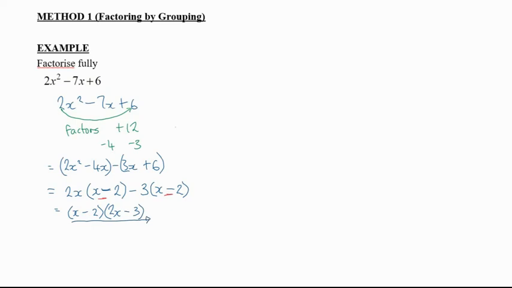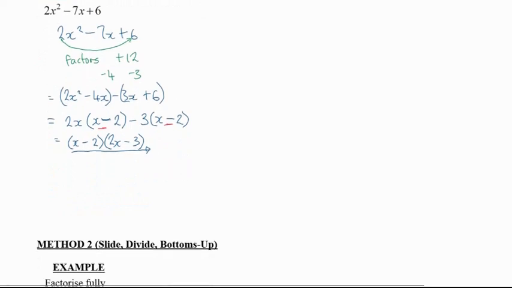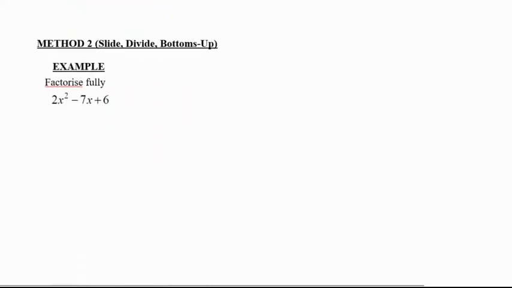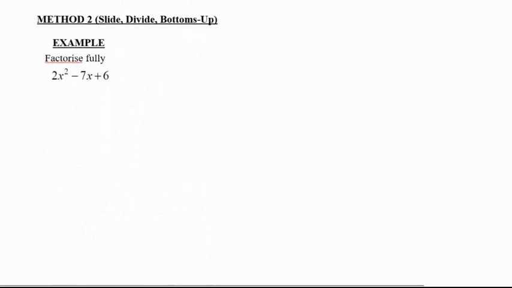Now, I've got another method that I call slide divide bottom up. It's still the same expression. So we've got 2x squared minus 7x plus 6. I call it slide because I'm going to slide between the 2 and the positive 6 to get positive 12. So I'm still going to look for factors of this positive 12 that add up to negative 7. By now you would have known it will be negative 4 and negative 3.